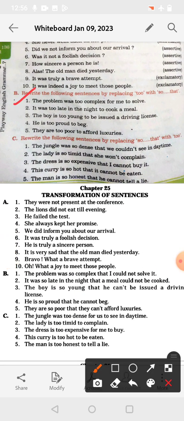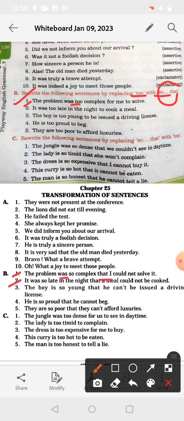Now we'll start with exercise number B. In this you have to rewrite the following sentences by replacing to with so that. Means wherever to is coming, we will replace to with so that. So one by one I'm going to start. Number 1, the problem was too complex for me to solve. So here we will replace to with so that. So it will be the problem was so complex that I could not solve it. With which we are going to replace it. We are going to replace it with so and that.